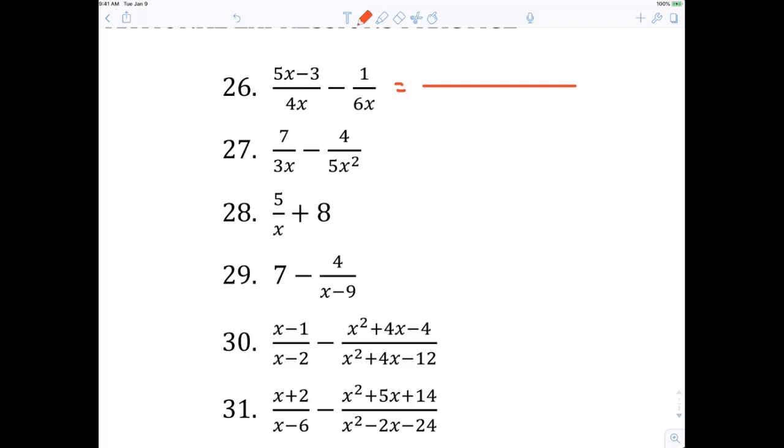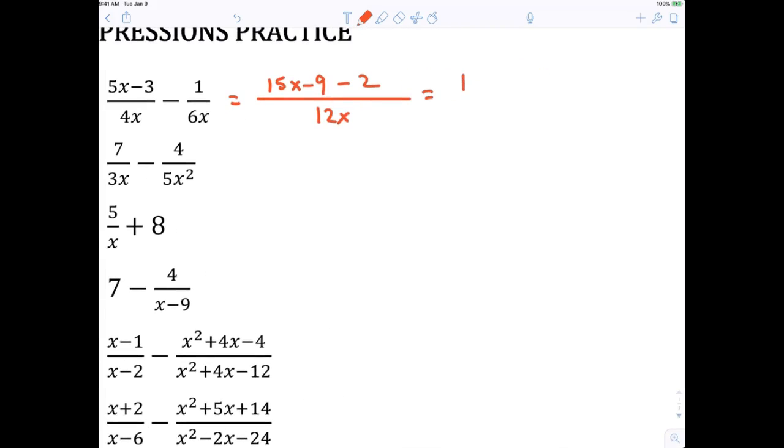Okay, so the common denominator with 4x and 6x is, read. 24x? No, 12x. 12x, thank you. So this is 12x, so multiply the first one by what? 3, so it would be 15x minus 9. Minus 9, and then you multiply the second one by 2, so it would be minus 2. Beautiful. So final answer: 15x minus 11 all over 12x. That wasn't hard. Everybody okay with that?